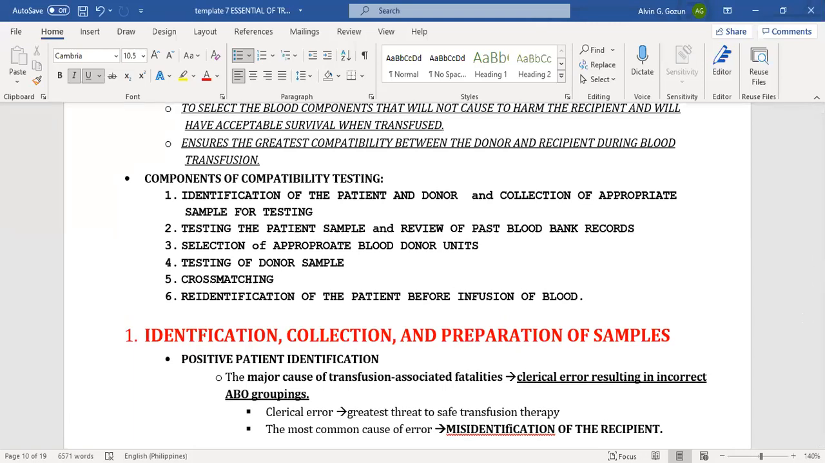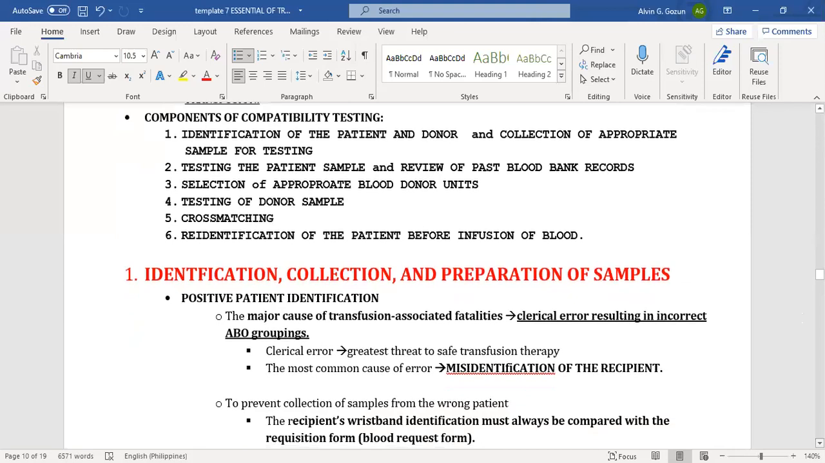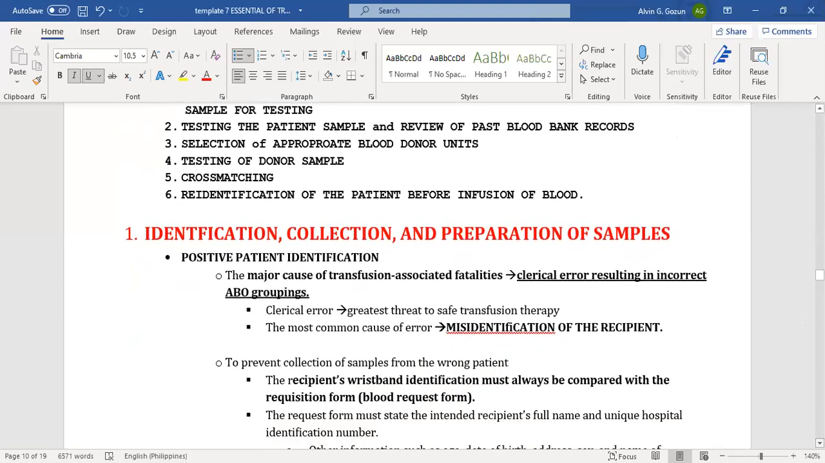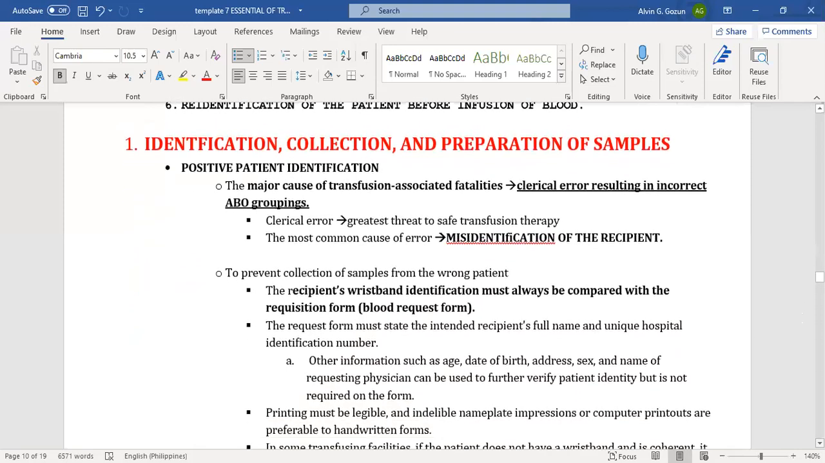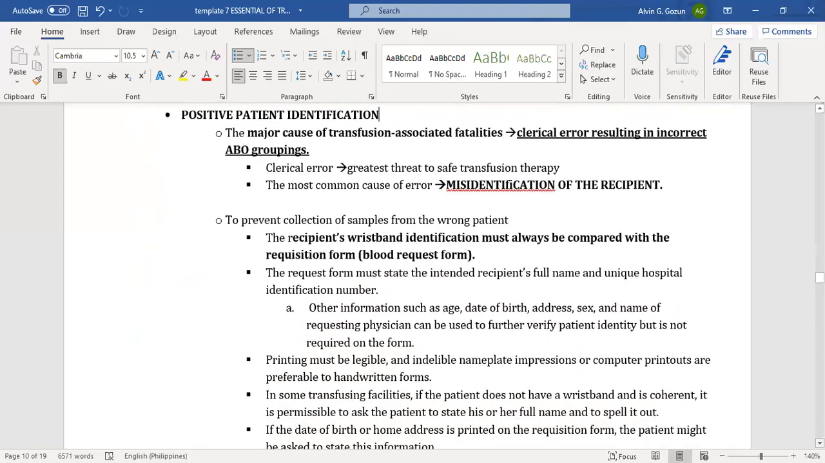The first component of compatibility testing, identification, collection, and preparation of samples. From saan? Sa pasyente, okay, at sa donor. Okay, but first, pinaka-importante, positive patient identification. So, the major cause kasi of transfusion-associated fatalities is due to clerical error resulting in incorrect ABO groupings. Dapat A, blood type siya, pero nalagay mo AB. That's very wrong. Okay, so clerical error is considered the greatest threat to safe transfusion therapy.